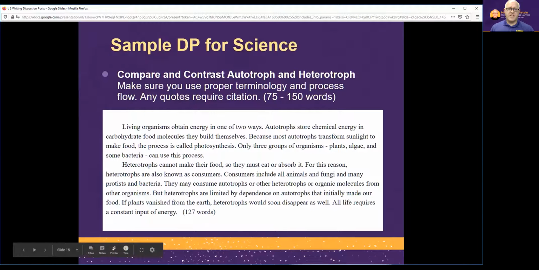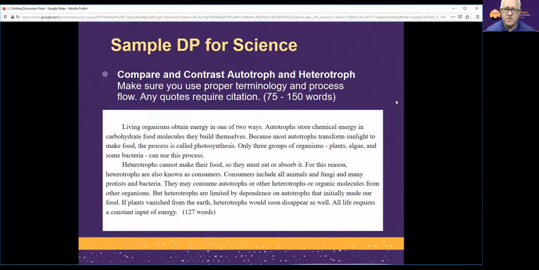So this is a sample DP for science. And let me give you one here. This is to compare and contrast autotroph and heterotroph. Make sure you use proper terminology and process flow. Any quotes require a citation. This is 75 to 150 words. So let's read this one.